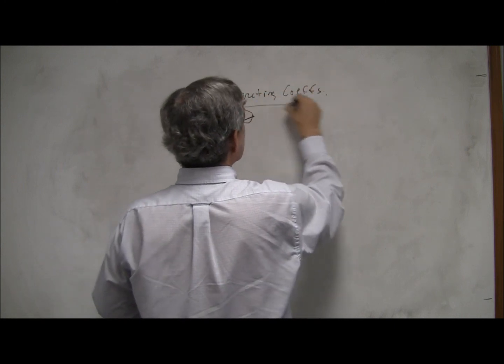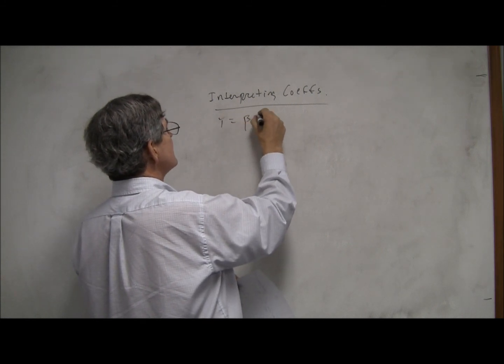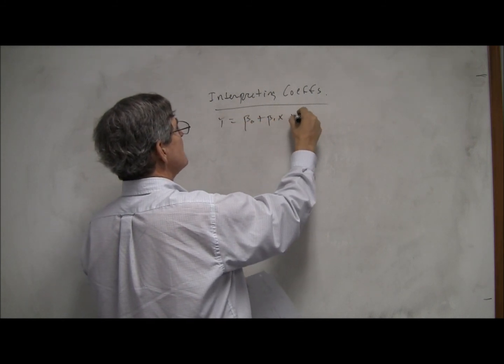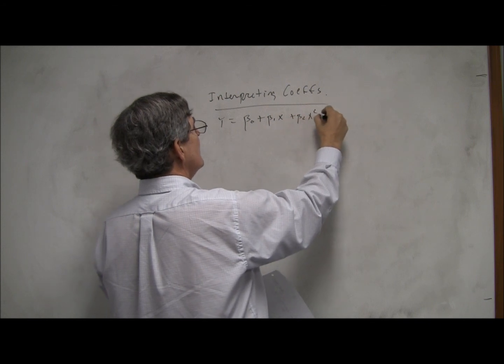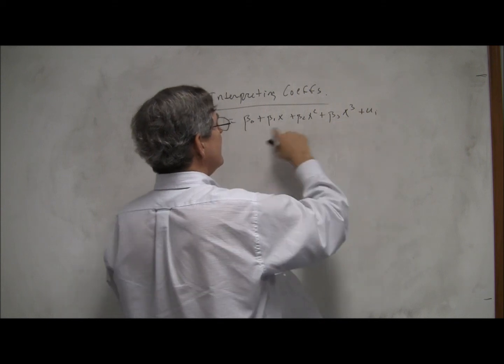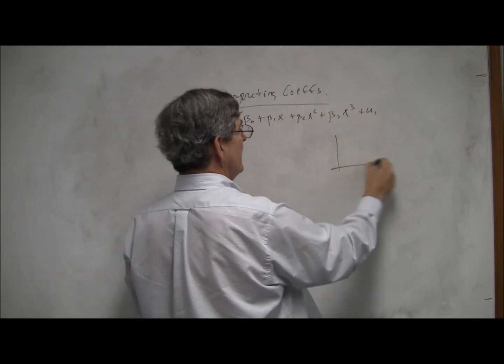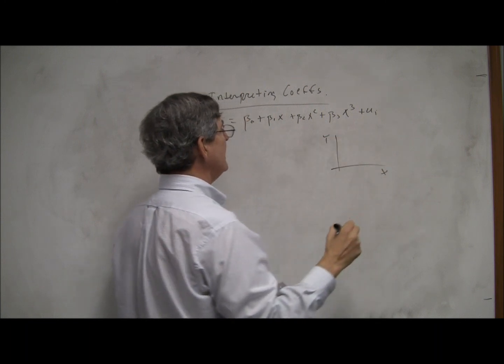They're not slope coefficients anymore. It's more complicated. Why? Let's just look at the cubic case: beta 0 plus beta 1x plus beta 2x squared plus beta 3x cubed plus ui. These aren't slope coefficients anymore. In fact, if you look at the relationship between y and x, it's nonlinear.